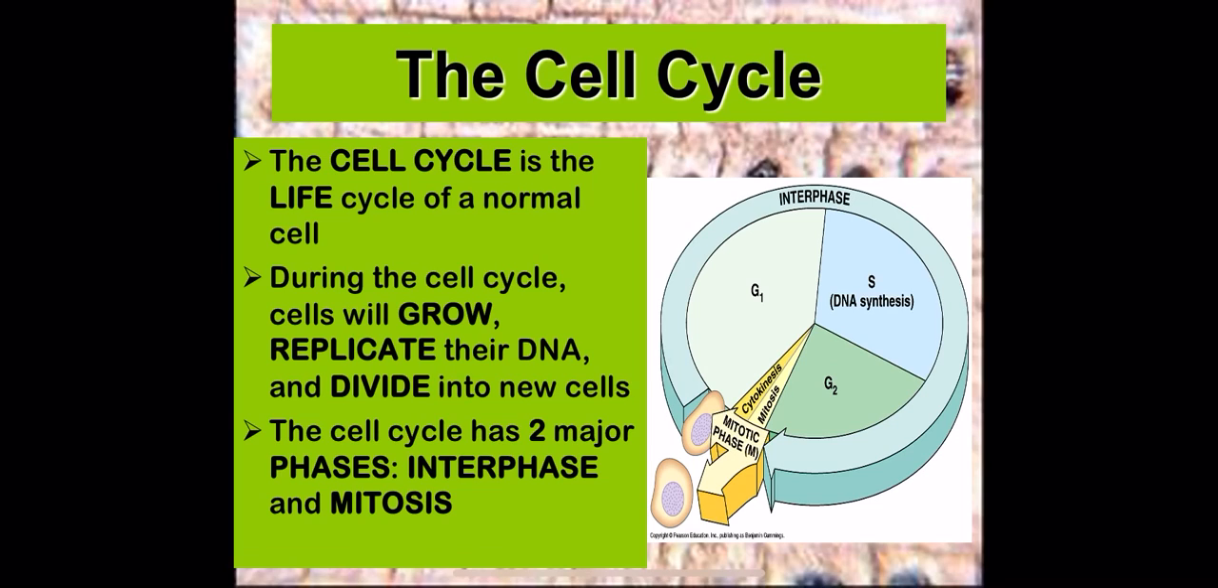Cell cycle has two major phases. It has the interphase and mitosis. Interphase is the vast majority of the cell's life. This is where the cell is going through the process of getting larger. It's going through the process of just taking care of its basic needs, finding energy and undergoing all of the organelle processes and just undergoing regular life.